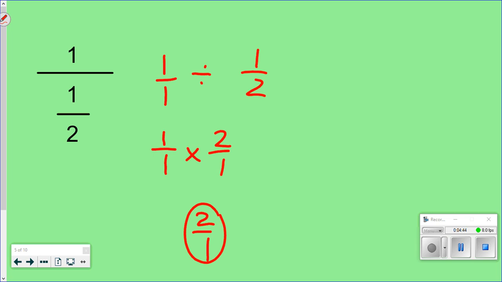Is there a way you could use your calculator for this today? Sure, but honestly, it would take you more time to type it into your calculator than it would to do it on paper. I'm not going to lie.